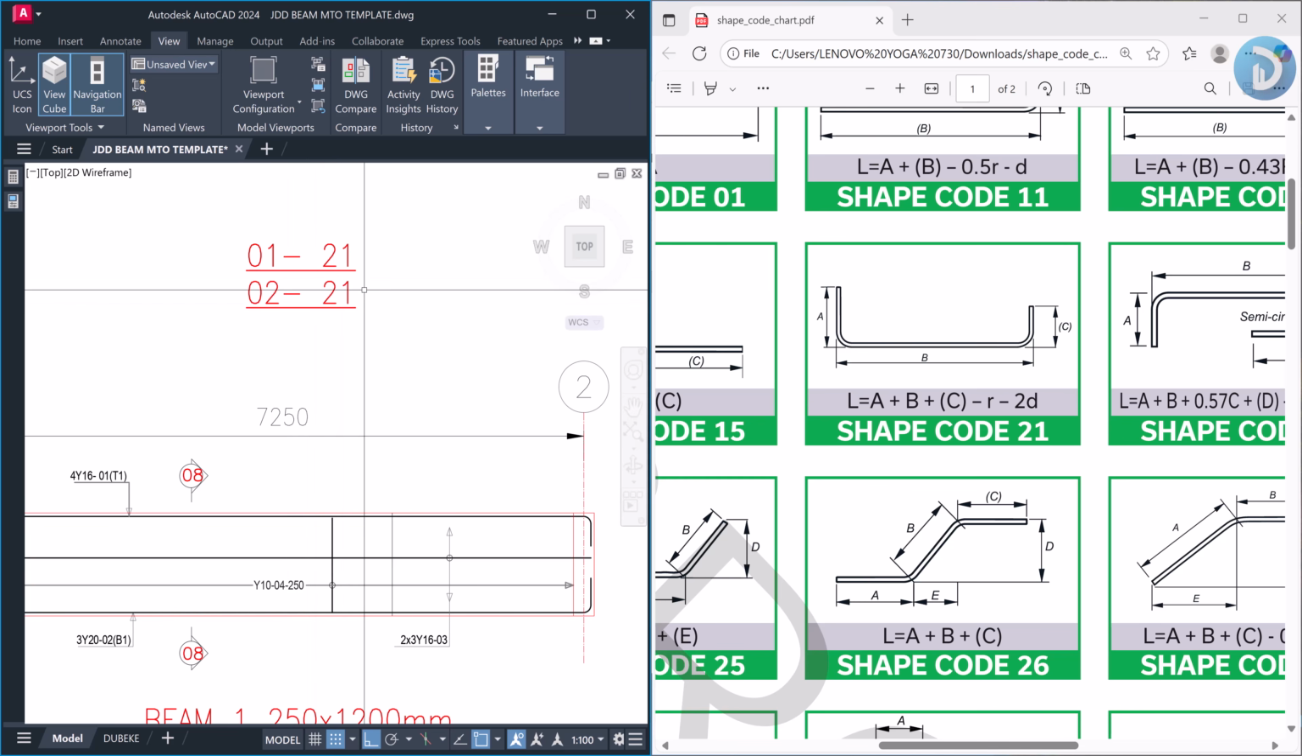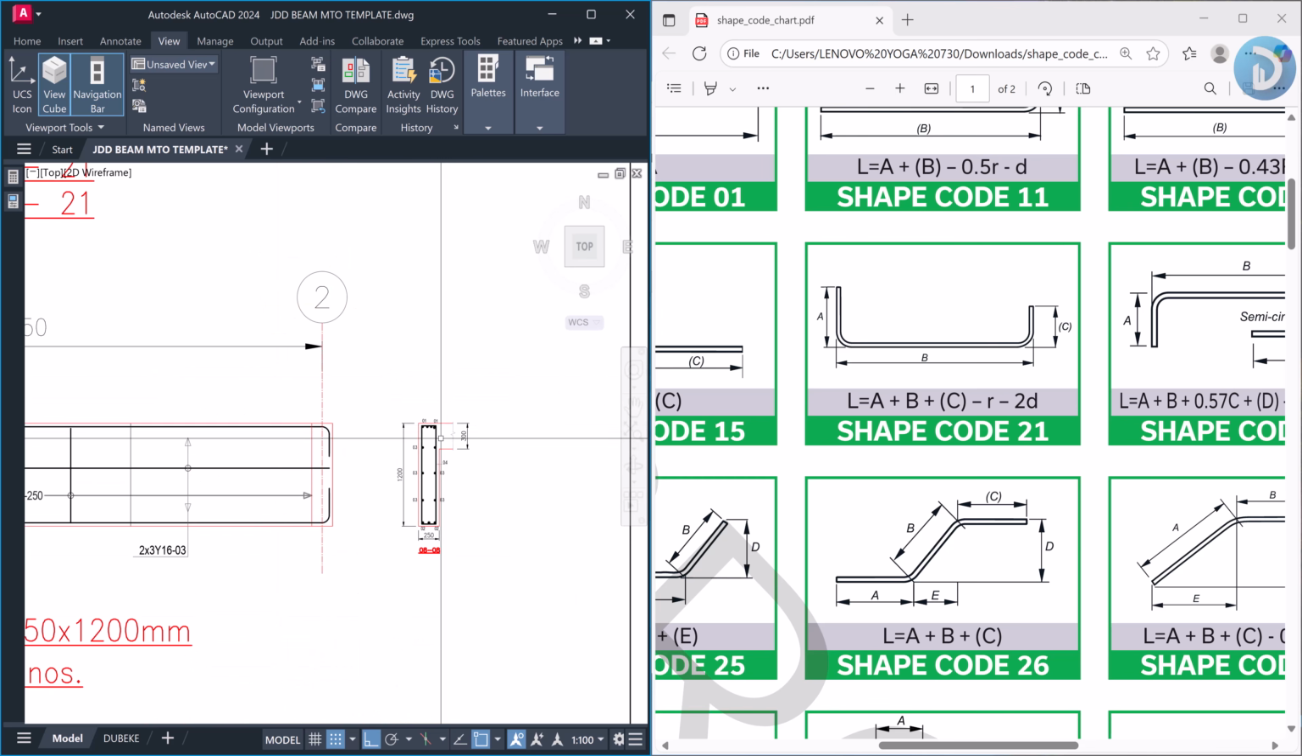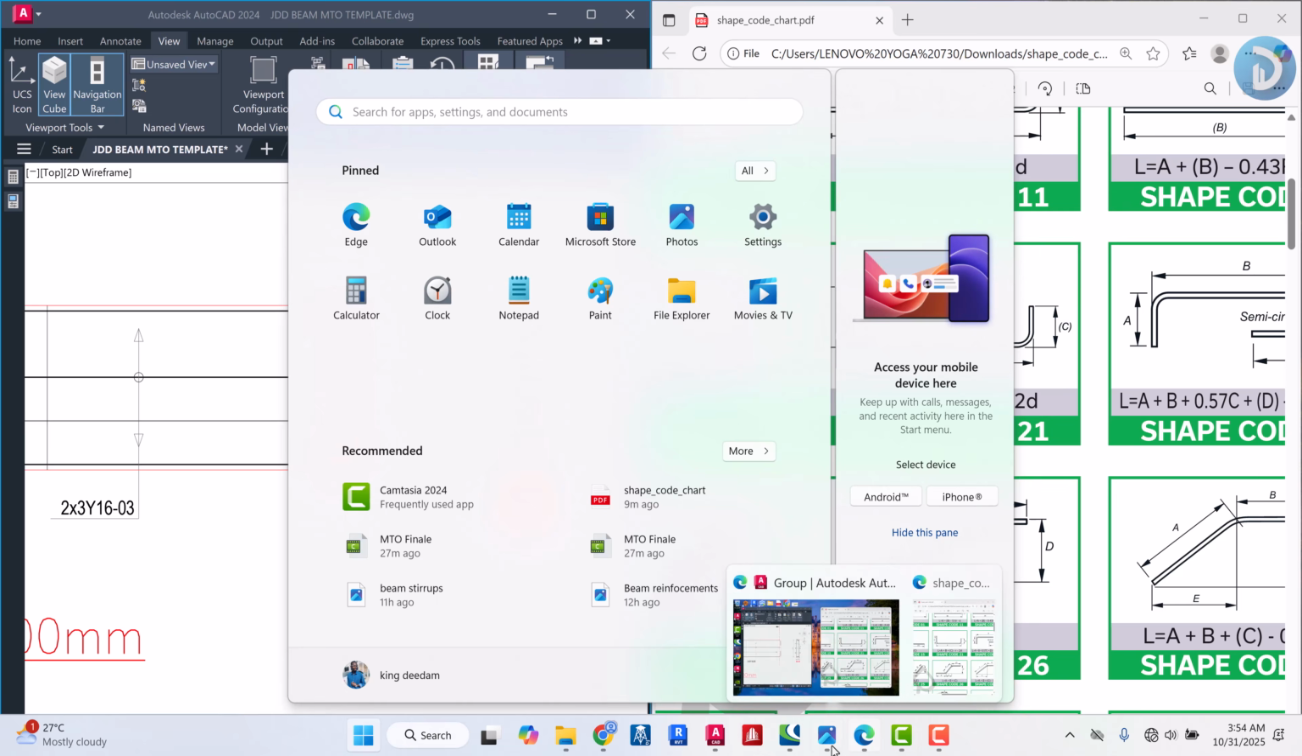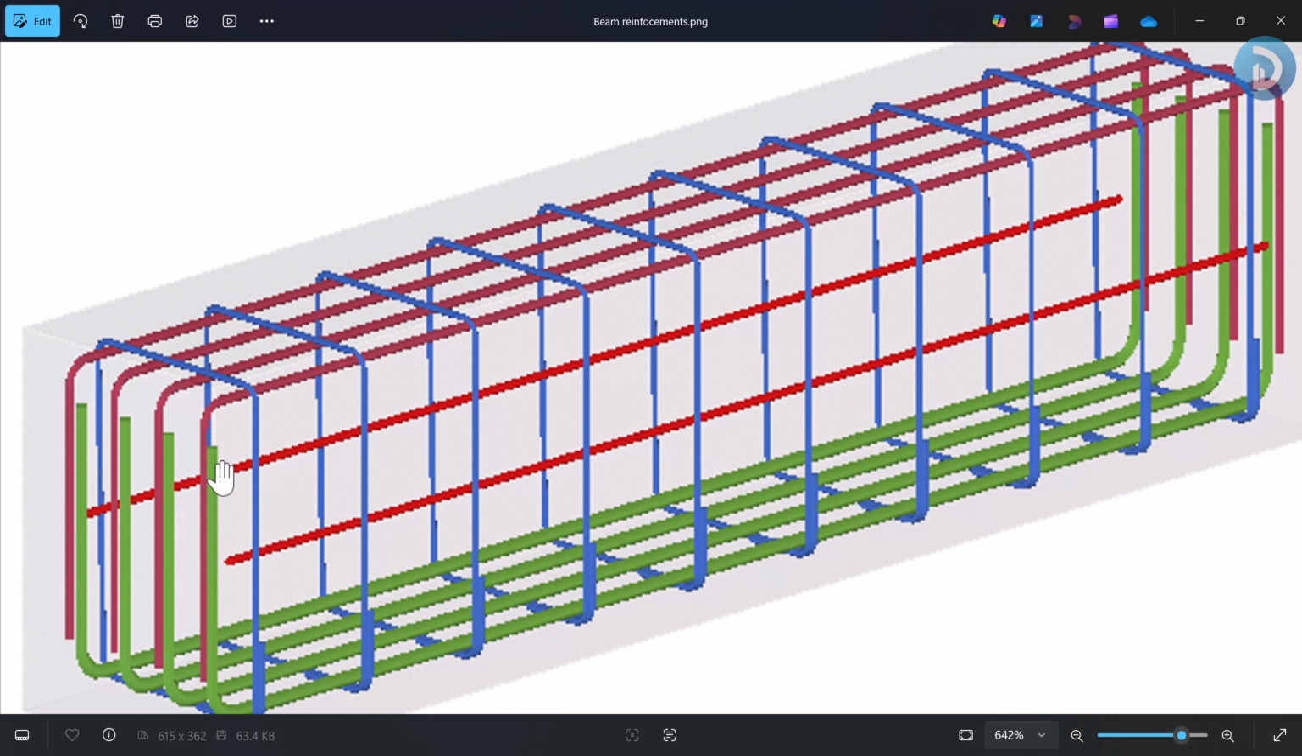Now the third reinforcement we have on this model is our sidebars. We've identified this, which is bent this way, and we also identified the shape code of this reinforcement at the bottom layer, which is bent just like this. Now the third reinforcement is our sidebars, and as you can see, this is a straight reinforcement.